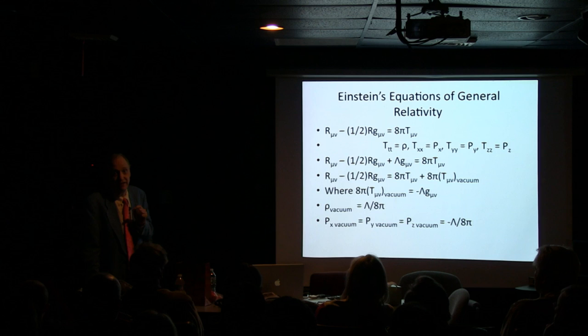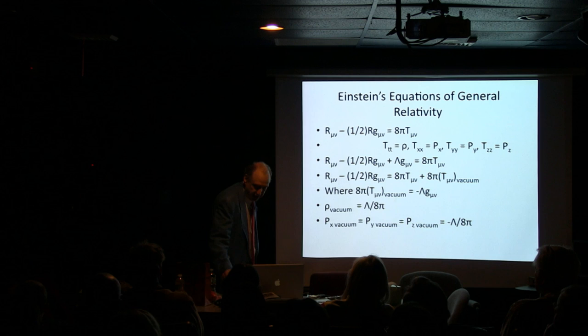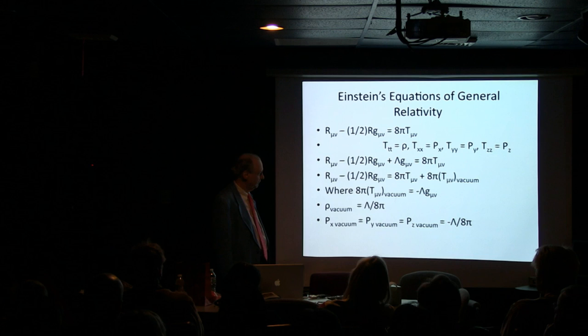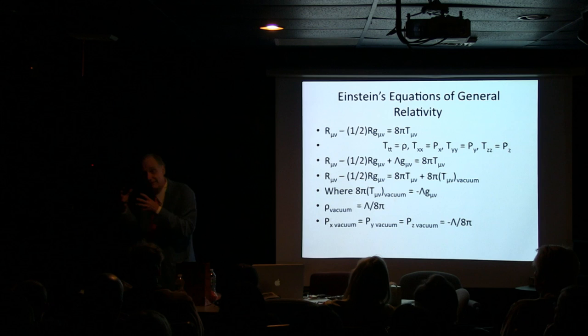It means it has a repulsive gravitational effect. So if you got some of this vacuum energy density, and this is dark energy, vacuum energy, you'll have a constant energy density here and a negative pressure in the three different directions. So this vacuum energy, that's attractive. That tends to pull things together.